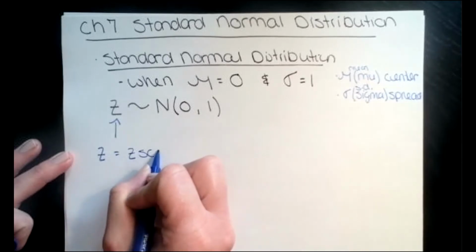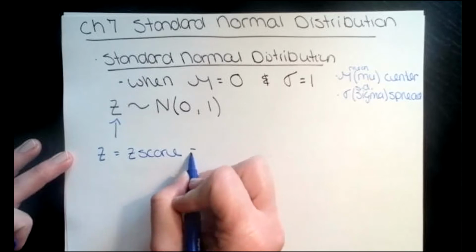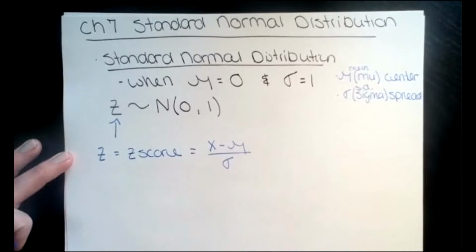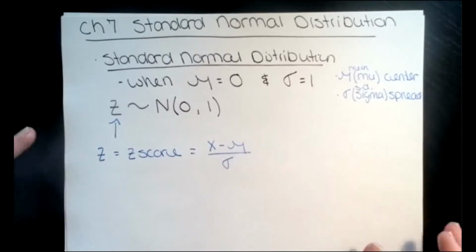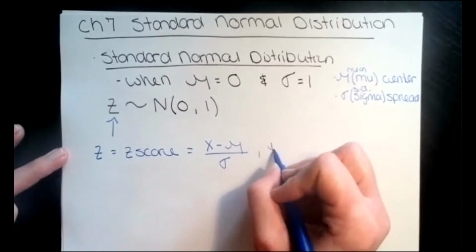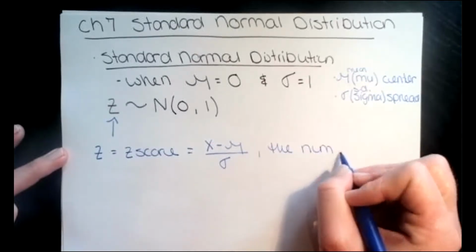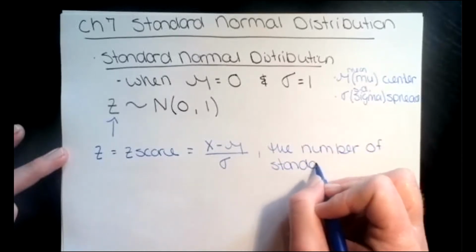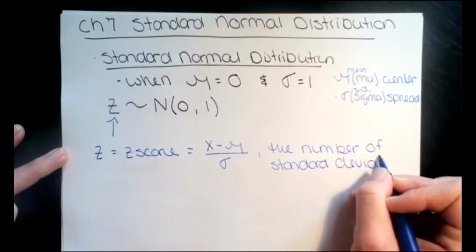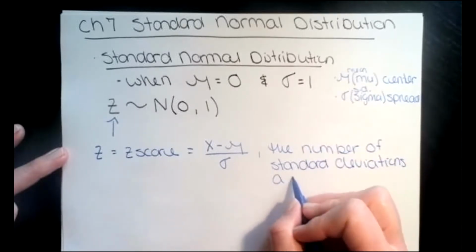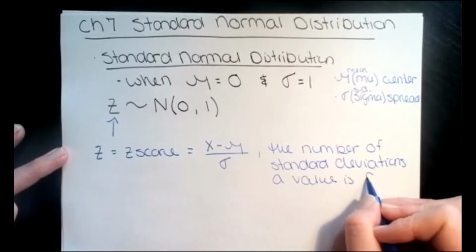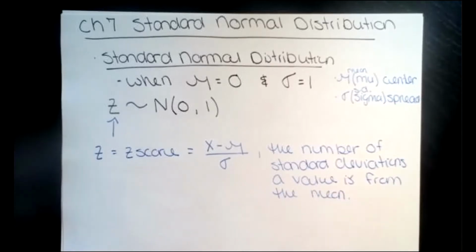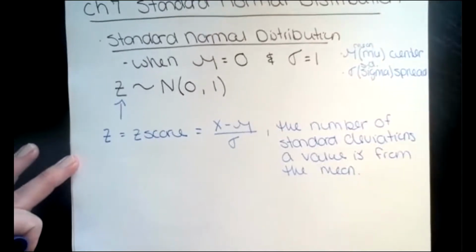So do you guys remember Z-score way back in chapter 3? Z-score was just my data value minus my mean divided by my standard deviation, right? And we could use X bar and S in here for studying a sample. And what this represents is the number of standard deviations a value is from the mean. Okay, so that's what my Z-score would represent.